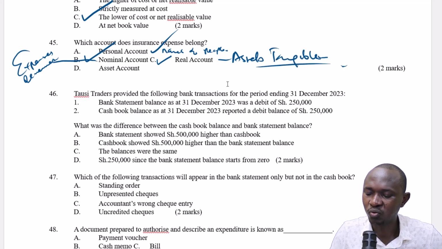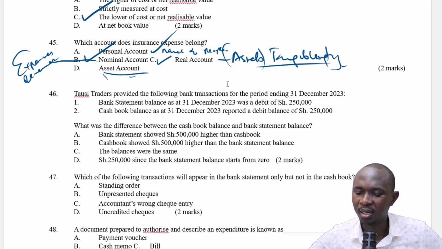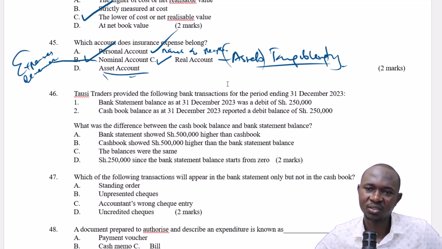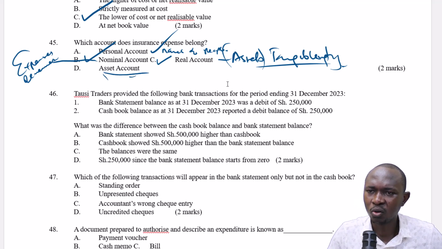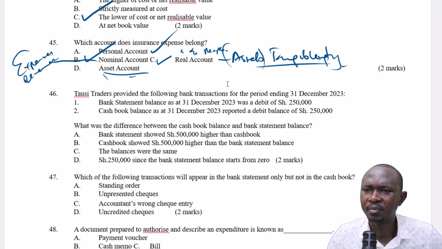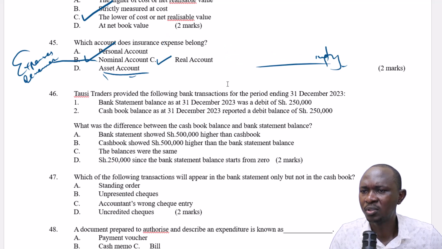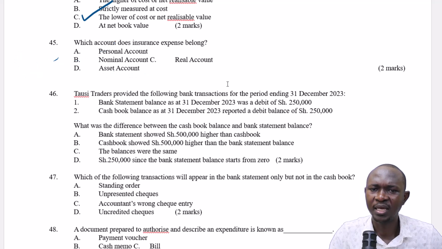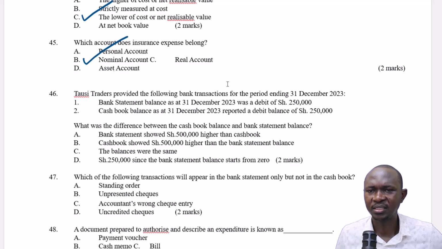Tangibility is an issue here. Tangibility, and mostly talk about assets. Asset account, no. This is an insurance, it's an expense, so it cannot be an asset. So what is the correct answer? The correct answer is B, nominal account, because nominal account basically handles all the expenses and covers the expenses and revenue. So this is the correct answer.